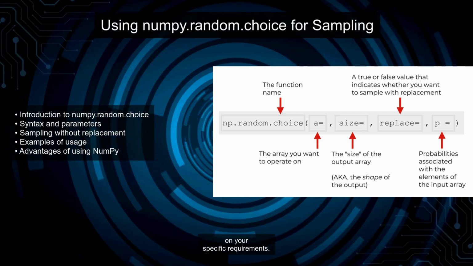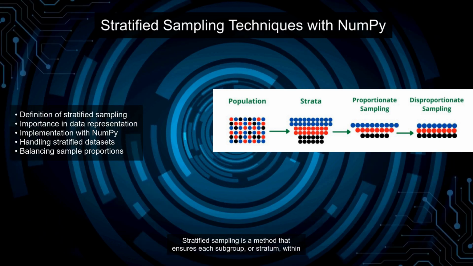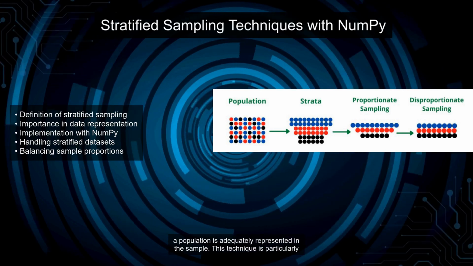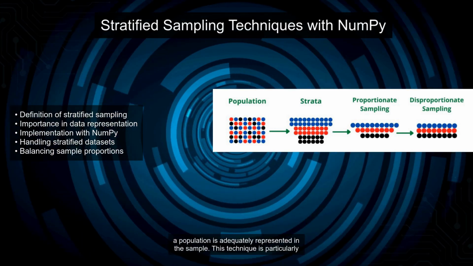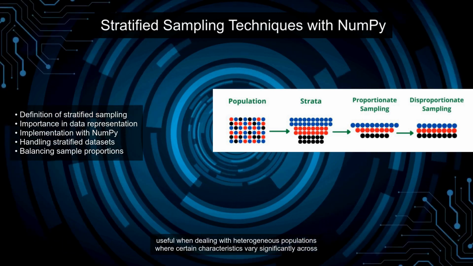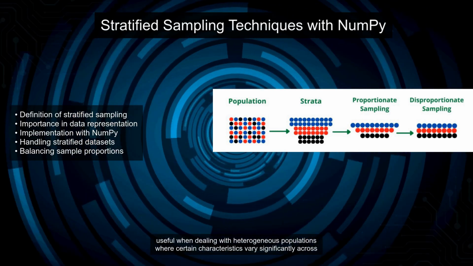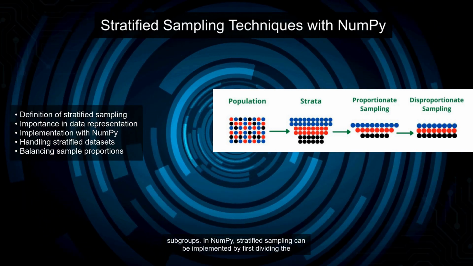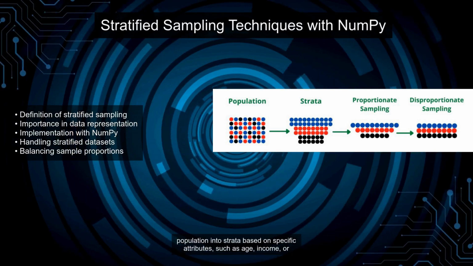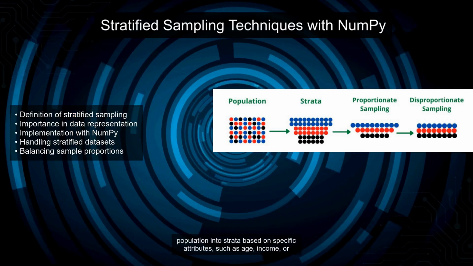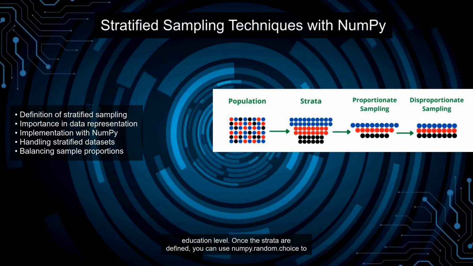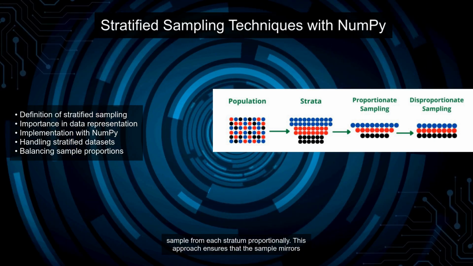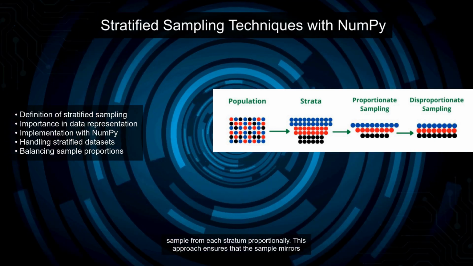Stratified sampling is a method that ensures each subgroup, or stratum, within a population is adequately represented in the sample. This technique is particularly useful when dealing with heterogeneous populations where certain characteristics vary significantly across subgroups. In numpy, stratified sampling can be implemented by first dividing the population into strata based on specific attributes, such as age, income, or education level. Once the strata are defined, you can use numpy.random.choice to sample from each stratum proportionally.